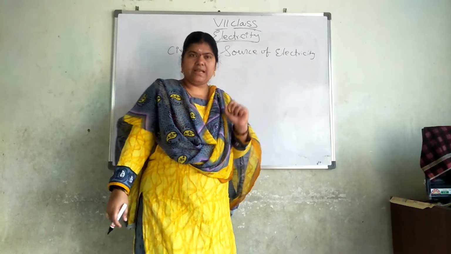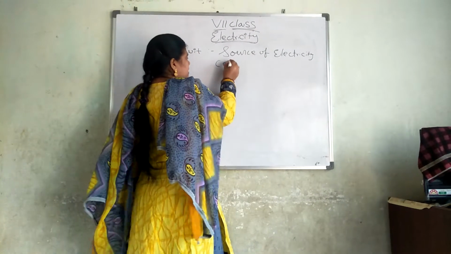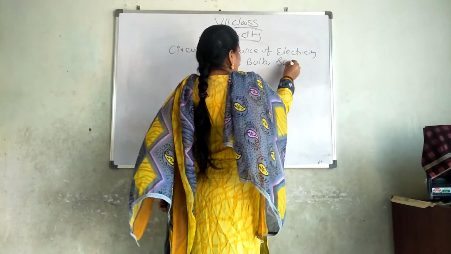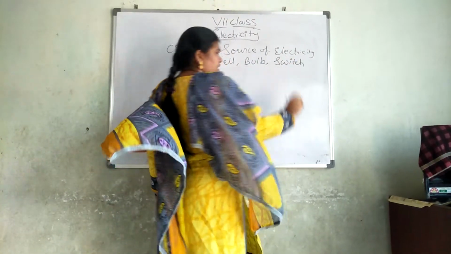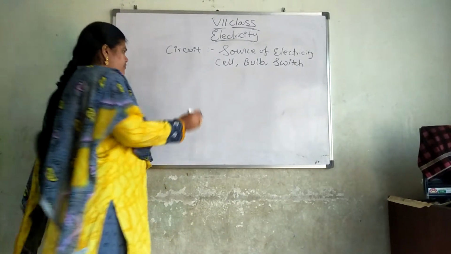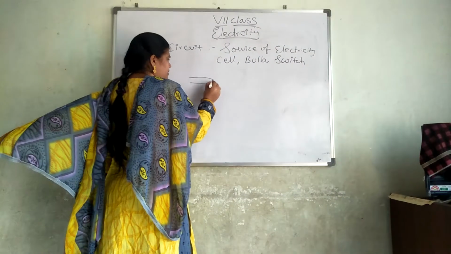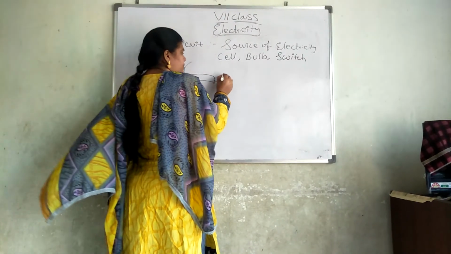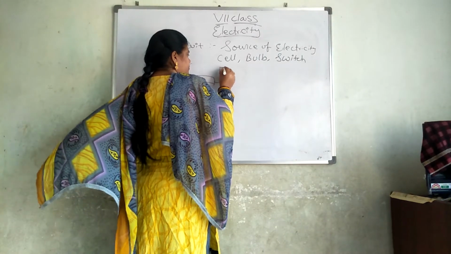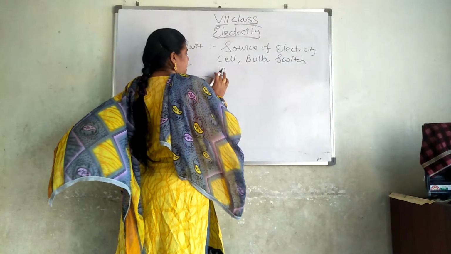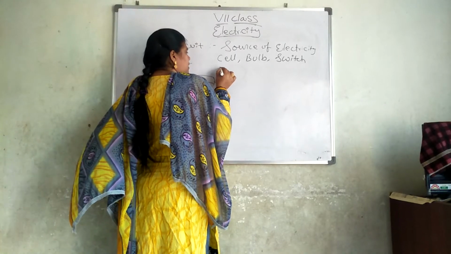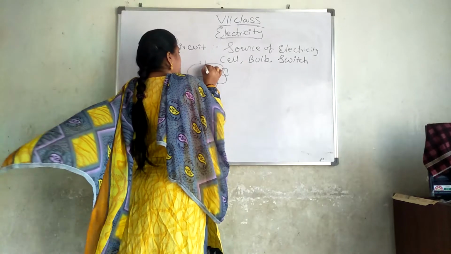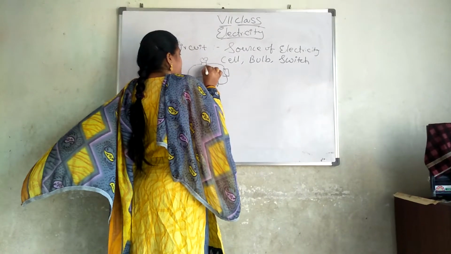We are using a cell, a bulb, and a switch. These are the things we are using to make a circuit. So suppose this is the battery. The battery is connected to a wire, and from here we are taking a switch, and again we are bringing it here. This is connected to a bulb.